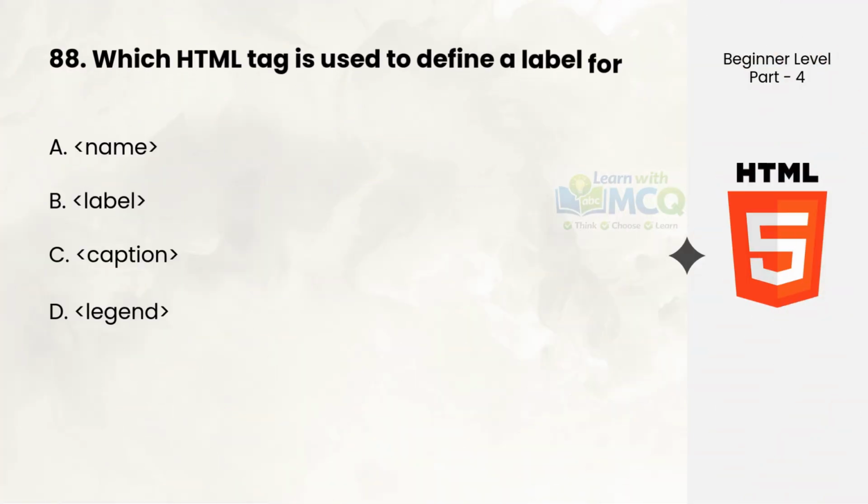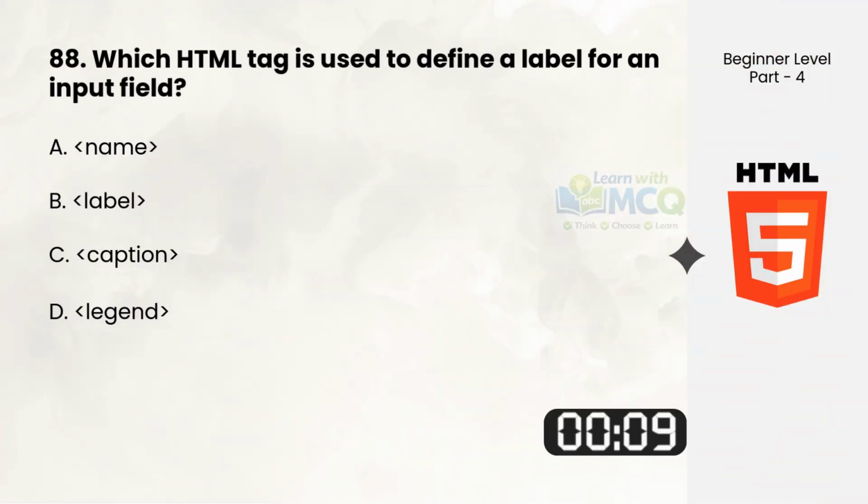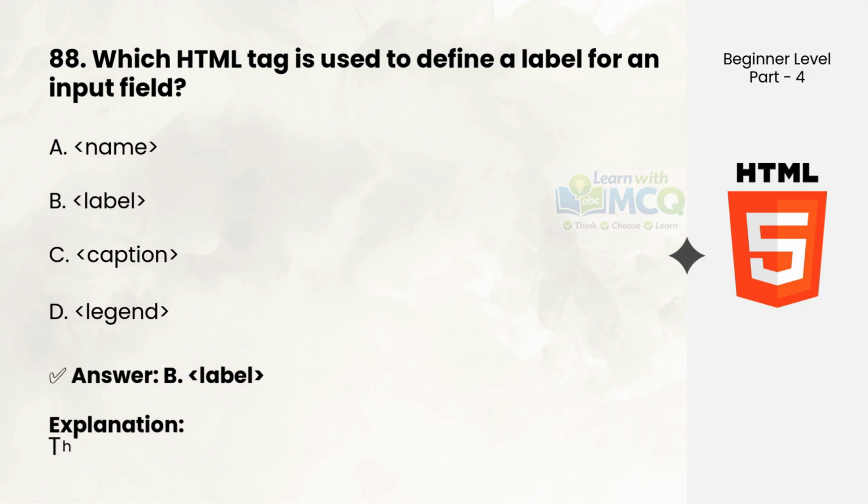Question 88. Which HTML tag is used to define a label for an input field? Options are: A. Name. B. Label. C. Caption. D. Legend. The correct answer is B. The label tag defines a label for an input field.